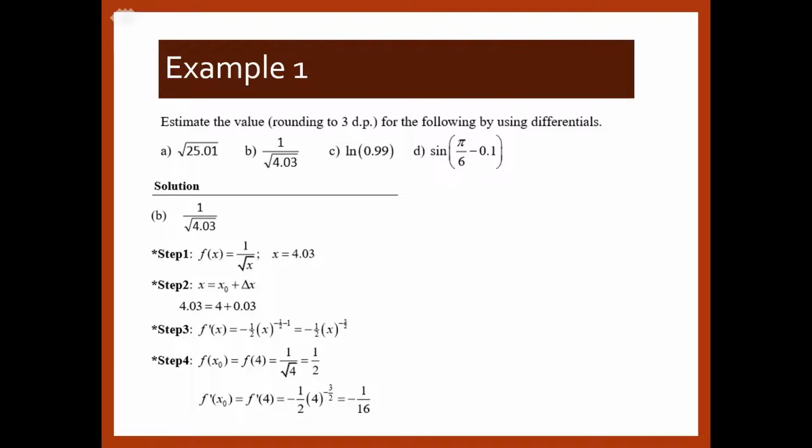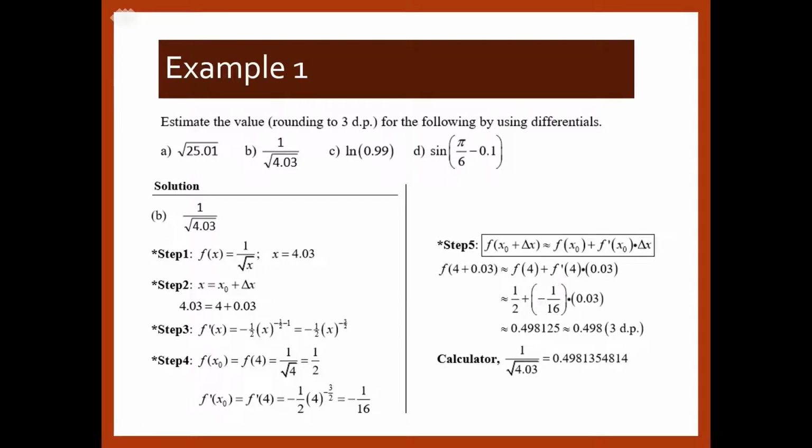To solve, let f(x) equal to 1 over square root x, in which x equal to 4.03. Here, x0 is equal to 4 and delta x is equal to 0.03. Next, differentiate the f(x). You should get negative 1 over 2 x to the power of negative 3 over 2. Then, substitute x0 equal to 4 into the f and also the f prime. You should get the answer 1 over 2 for f(x0) and negative 1 over 16 for f prime x0. Substitute this value into the formula and simplify. You should get 0.498 as the final answer.